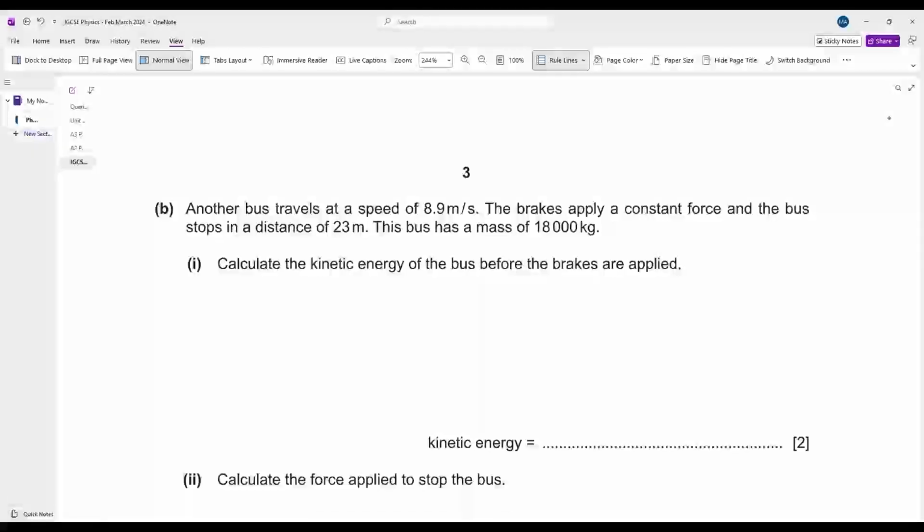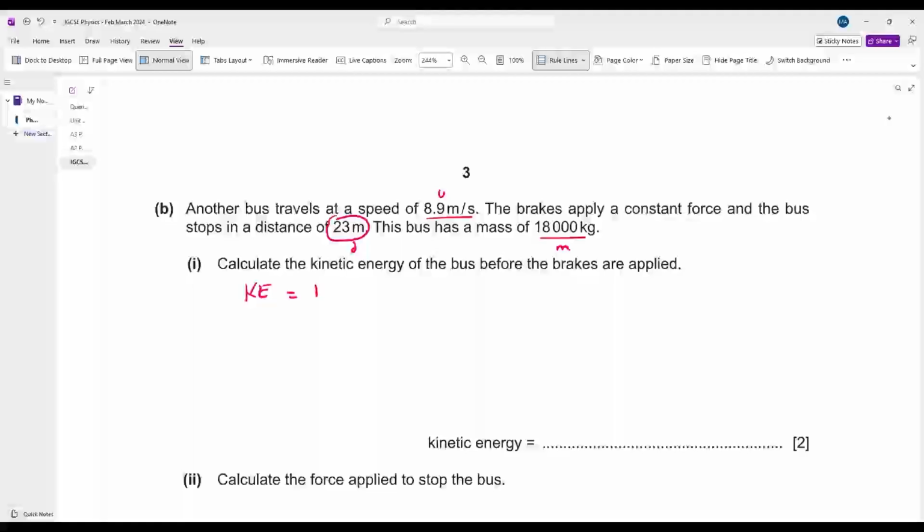Another bus travels at a speed of 8.9 meters per second. The brakes apply a constant force and the bus stops in a distance of 23 meter. ठीक है, ये speed है आपकी. This is your distance. The bus has a mass of this. Okay, this is the mass of the bus. Calculate the kinetic energy of the bus before the brakes are applied. अच्छा जी, आपने kinetic energy of the bus निकालनी है. How will you do that?